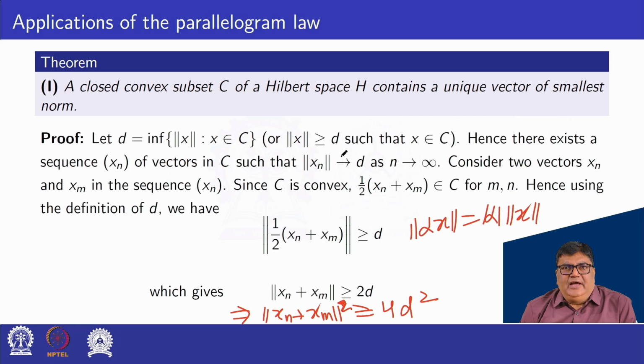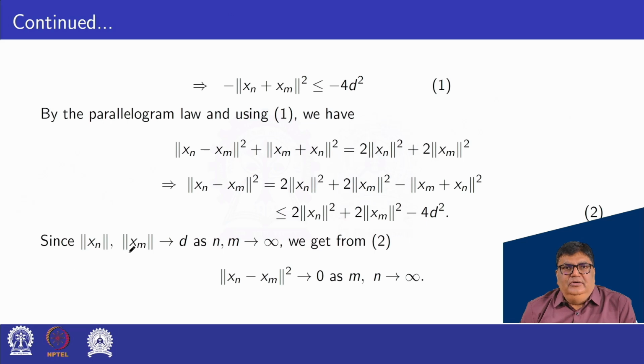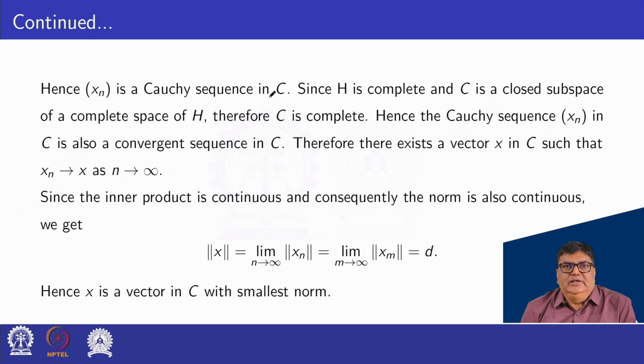Since norm x_n tends to d as n tends to infinity, and also norm x_m tends to d as m, n tend to infinity, we get from equation 2, norm (x_n minus x_m) squared less or equal to 2d squared plus 2d squared minus 4d squared, that is 0. Hence norm (x_n minus x_m) squared tends to 0 as m, n tend to infinity. This shows that x_n is a Cauchy sequence in C.